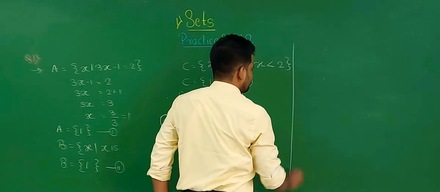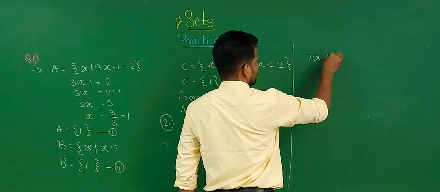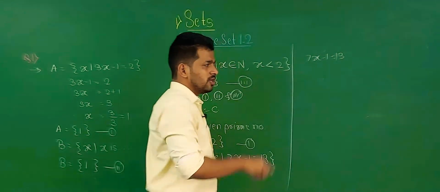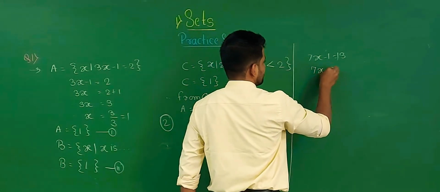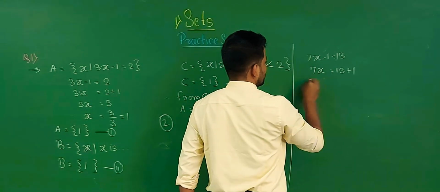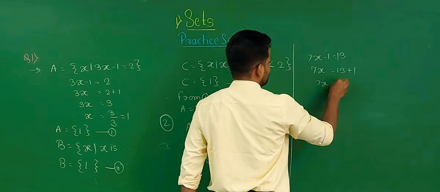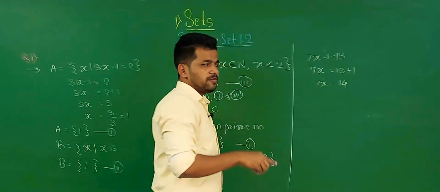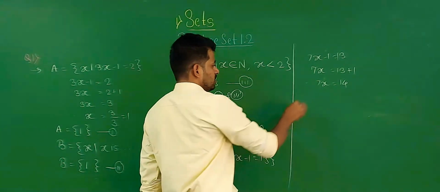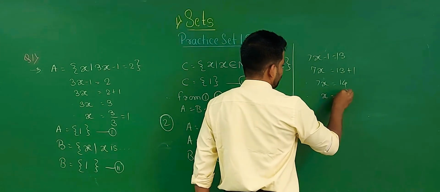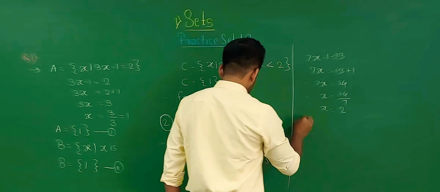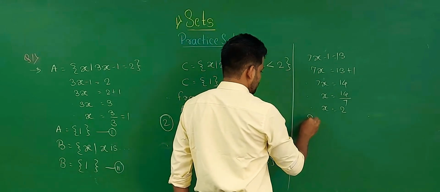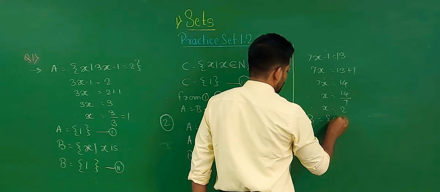7x minus 1 is equal to 13. We have to solve. Minus 1 goes to the other side and becomes plus 1. That is 7x is equal to 13 plus 1. Therefore, 7x is equal to 14. 7 is in multiplication, so it goes into division. Therefore, x is equal to 14 upon 7. Therefore, x is equal to 2. Therefore, set B is equal to {2}.